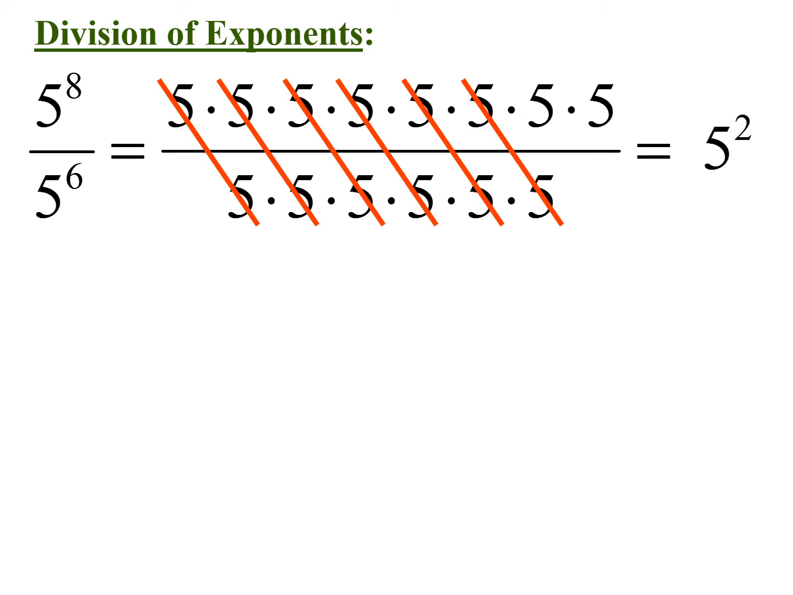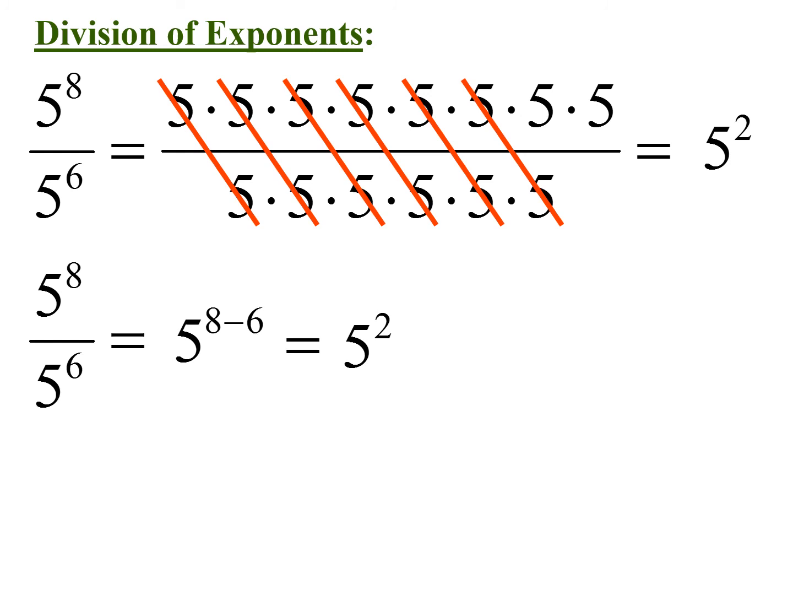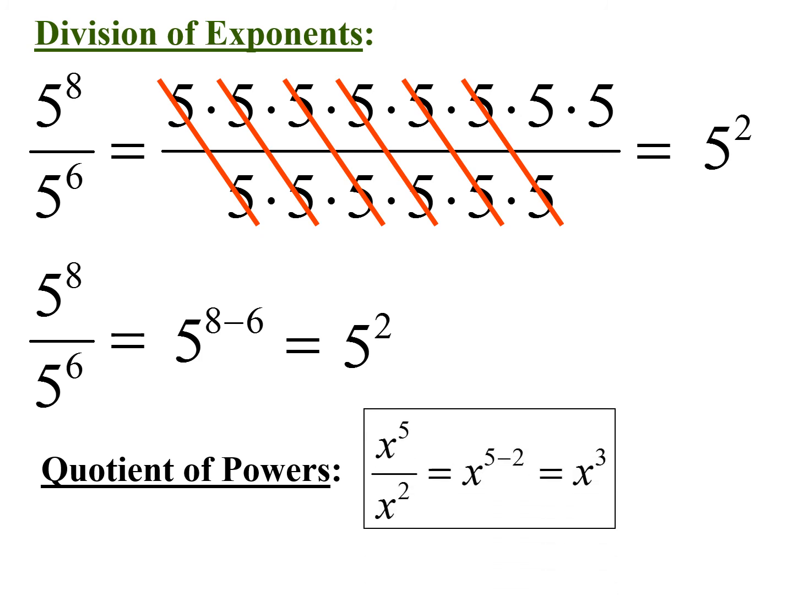Now if we look at the relationship of our exponents, we start off with 5 to the 8th over 5 to the 6th. And to get 5 to the 2nd power, we can take the exponent from the numerator and subtract the exponent from the denominator. So it's going to be 5 to the 8 minus 6th power, which is 5 to the 2nd power. So our quotient of powers, quotient means division, is if I have x to the 5th over x to the 2nd, I subtract my exponent from the numerator minus the denominator. So x to the 5 minus 2, which equals x to the 3rd.